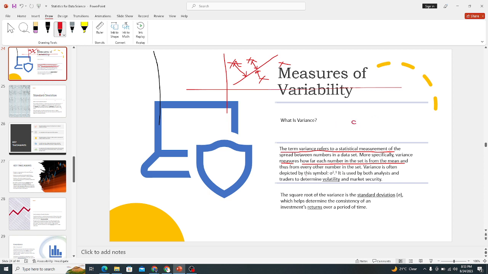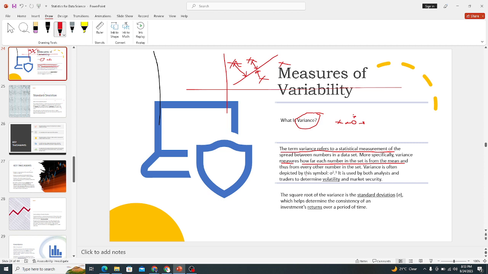This is our data set, and this is our mean, and we are plotting other values along our mean. The distance between our data points and the mean is measured by the variance. We are trying to show how far each data point is away from the mean.